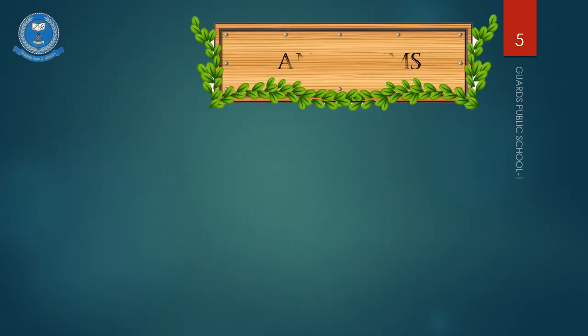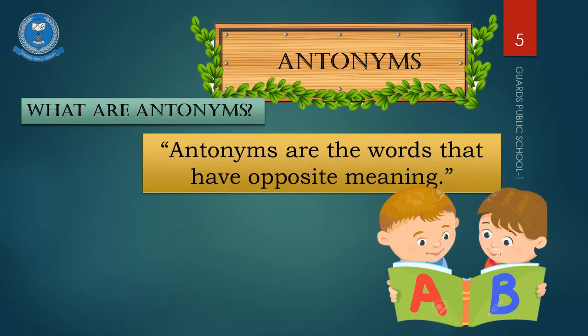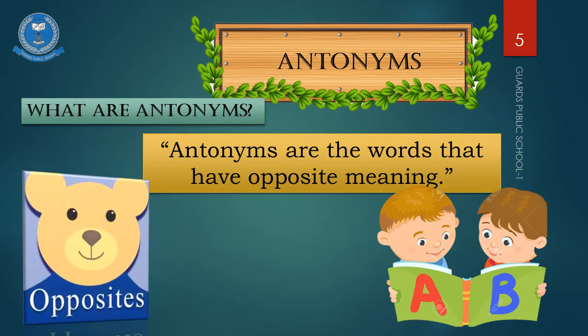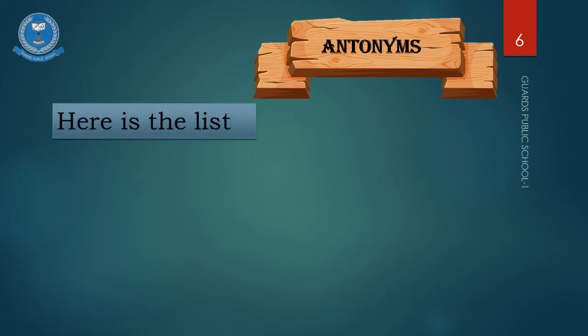First we will understand what antonyms are. Antonyms are the words that have opposite meanings. In other words, antonyms are words opposites which you all already learned in your previous class. Here is the list of some antonyms for your grade 2 level. Alright, so let's see the list with pictures.